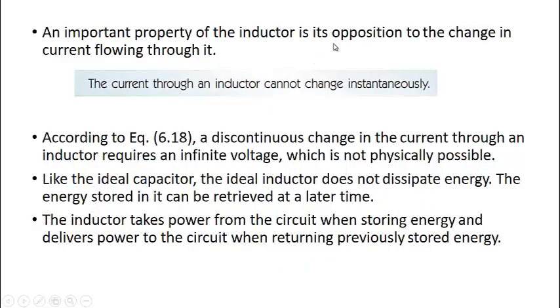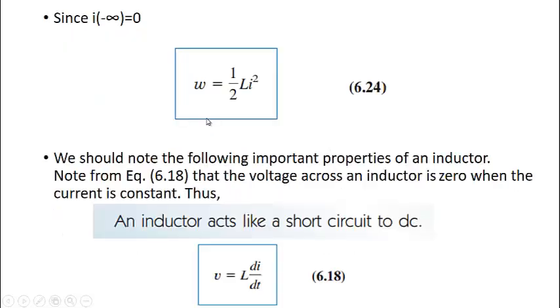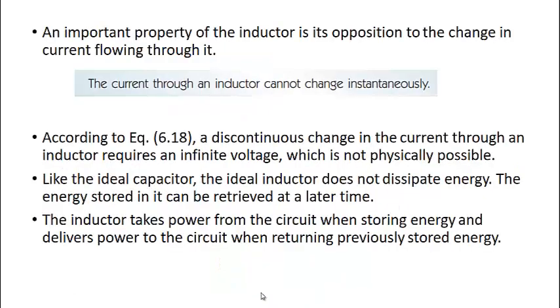An important property of the inductor is that it opposes the change in current flowing through it. The current through an inductor cannot change instantaneously. That is also an observation from this equation, because when di by dt changes abruptly, it may become infinite, which is not practically feasible and may damage the circuit. So it results in a slow change in the current. A discontinuous change in the current through an inductor requires an infinite voltage, which is not physically possible. Like an ideal capacitor, the ideal inductor does not dissipate energy.